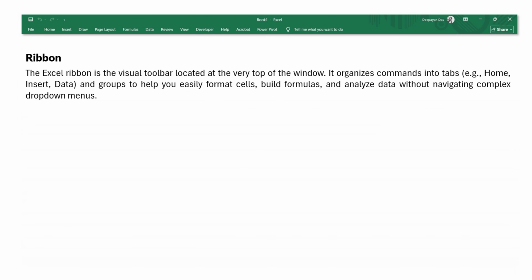At the top, we have the ribbon tab. These tabs contain all the tools and commands used in Excel. For example, formatting text, creating charts, using formulas, analyzing data, and much more. Each tab is divided into sections to keep the tools organized and easy to access.